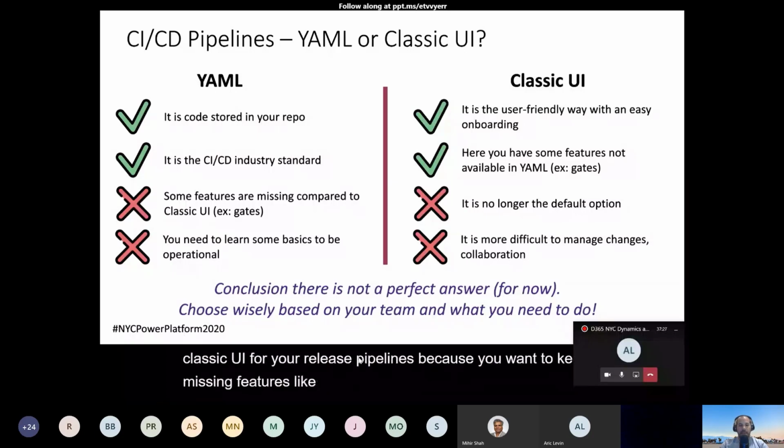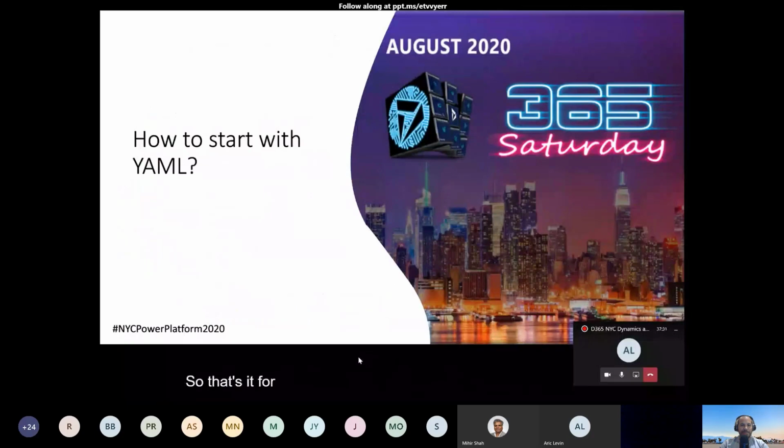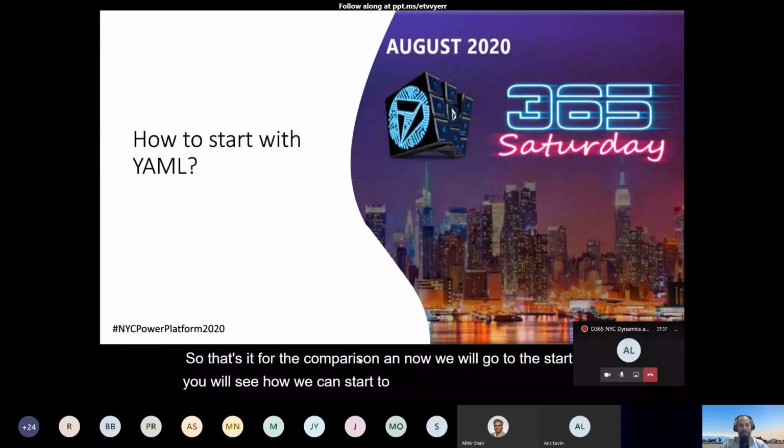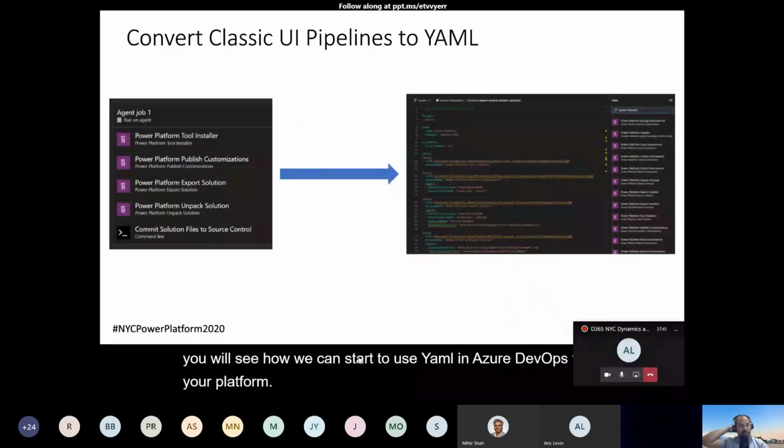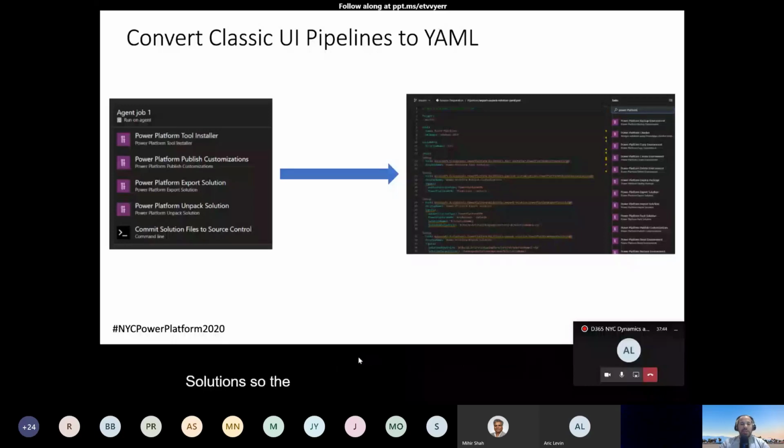Okay. So that's it for the comparison. And now we will go to the start. You will see how you can start to use YAML in Azure DevOps for your Power Platform solutions. So the first steps, it's really easy to convert a Classic UI pipeline to YAML.